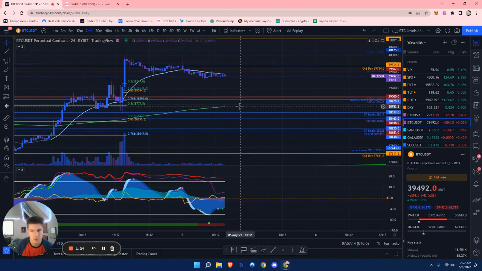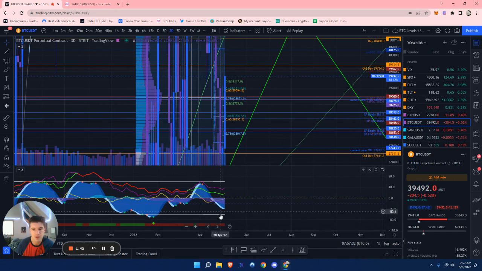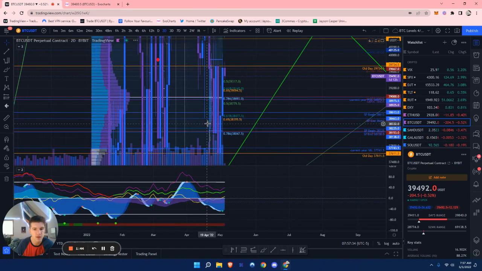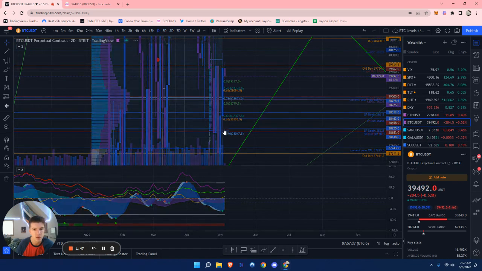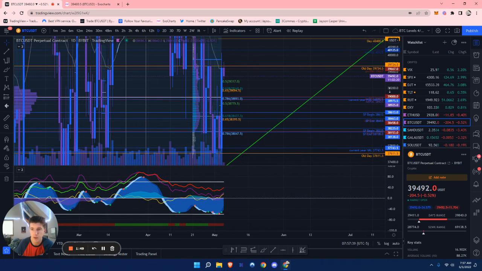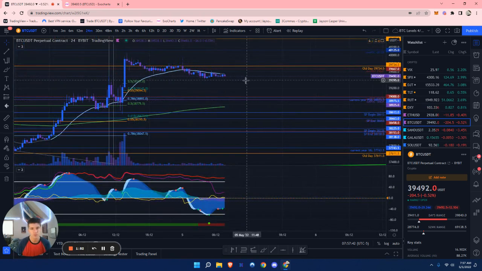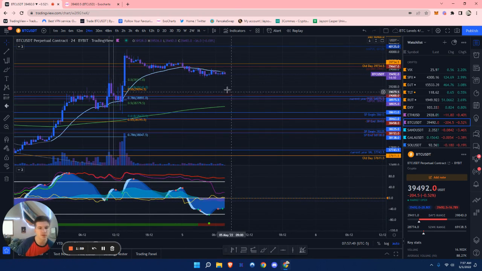Or another scenario could be that we dump down past this 39K region, fill these single prints, and bounce off of this major golden pocket at around 38,400. This doesn't really seem as likely, though, because it looks like a three-day green dot is about to print, and we do have a two-day green dot that printed, along with a daily money flow possible crossover. So it doesn't really seem possible that we'll dump down too far. But again, there are no certainties with crypto.